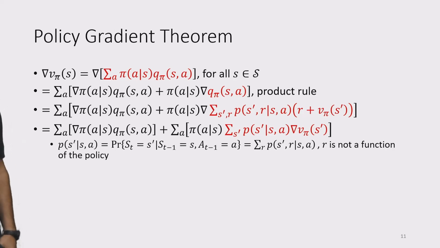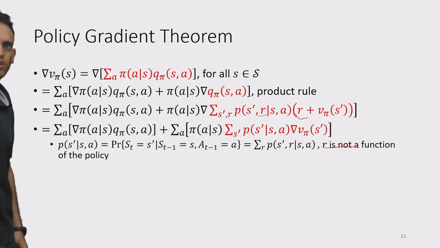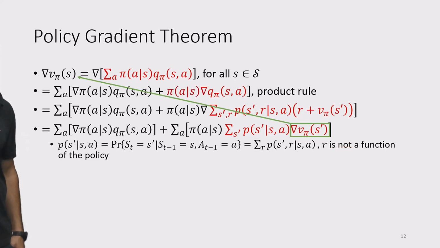Now, the interesting thing to note here is that the rewards are not a function of the policy. So we can actually ignore the reward. It doesn't matter the distribution over the reward. We can just sum them up in both cases, as they will not affect the gradient in our policy. So I just did that.